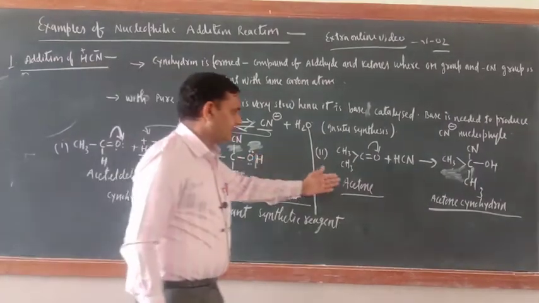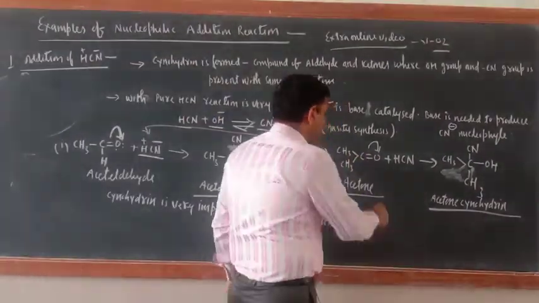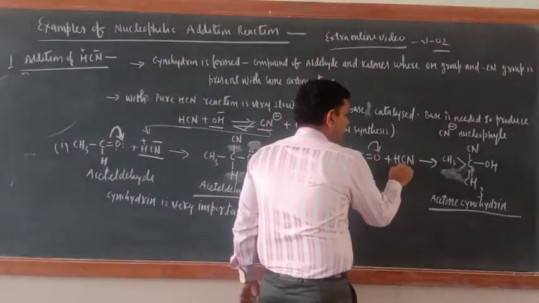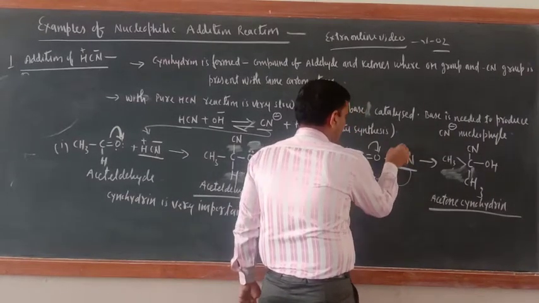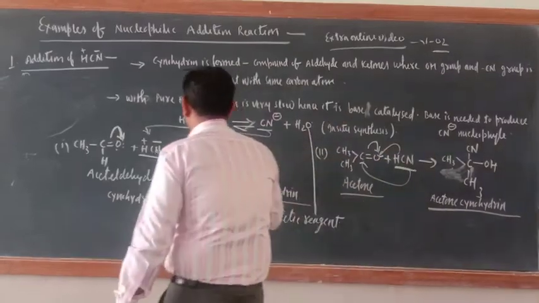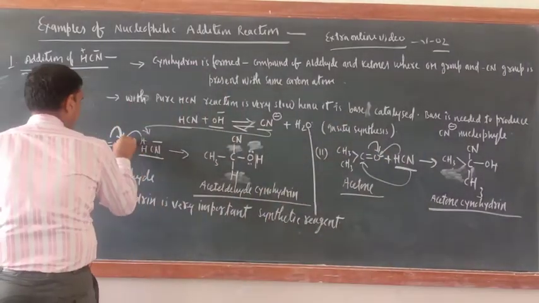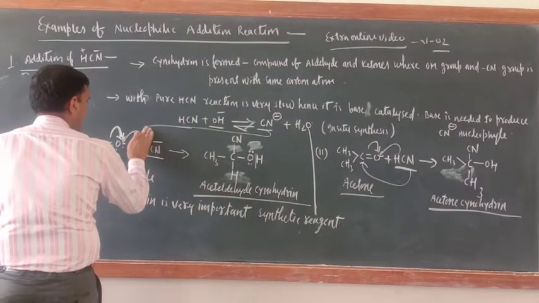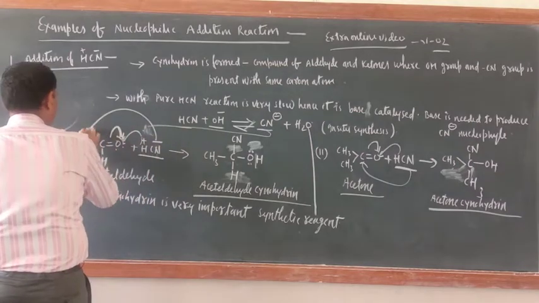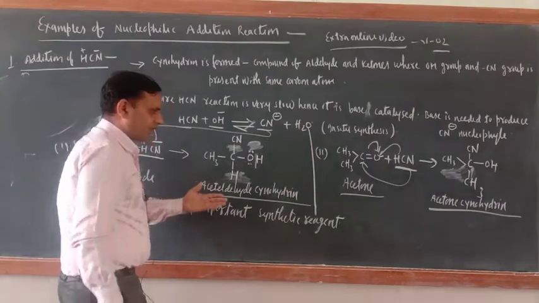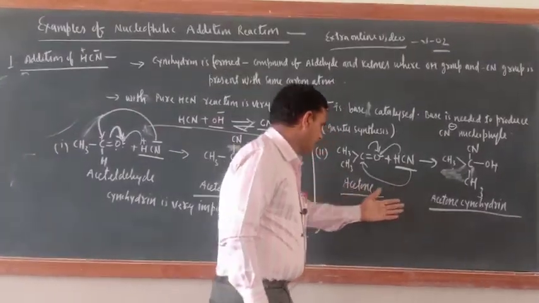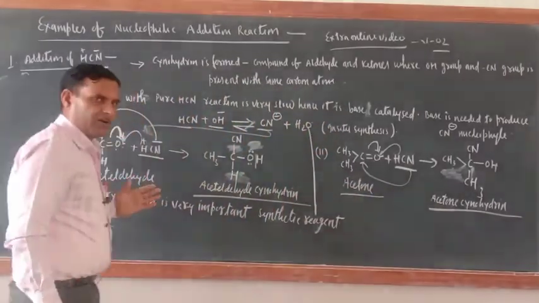Similarly, if acetone is there, the same reaction would take place. First you shift this bond. Now in the second step, CN will attack here and H will attack here. Same thing is here also. H will attack here and cyanide will attack on this carbon atom. So now you have got acetone cyanohydrin here and acetaldehyde cyanohydrin here.